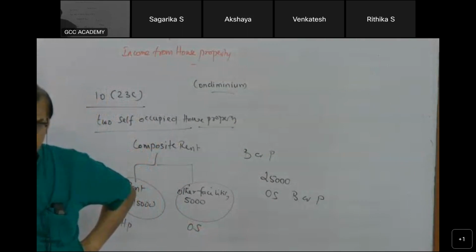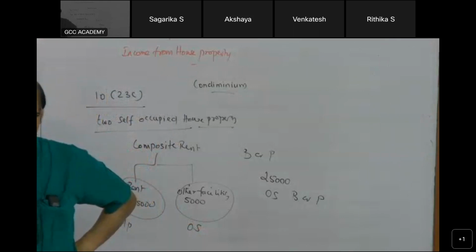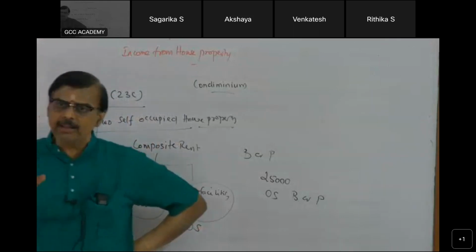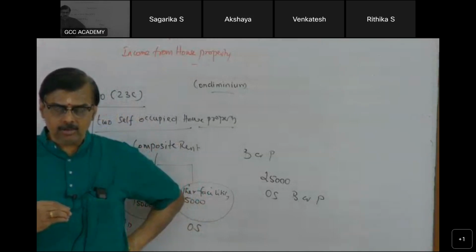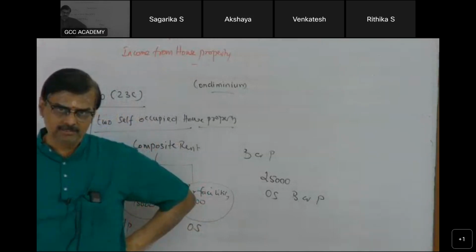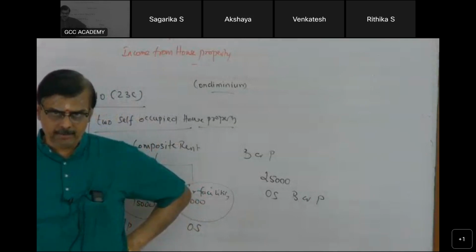See, very simple. What is black money? Black money means unaccounted money. What is unaccounted money? You have money, but you are not disclosing it to the income tax authority.